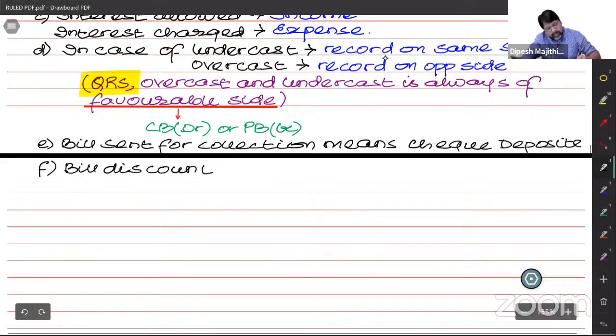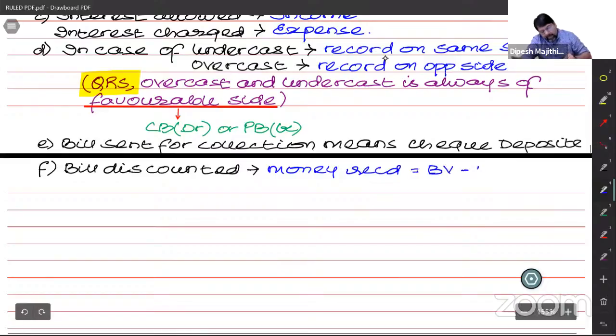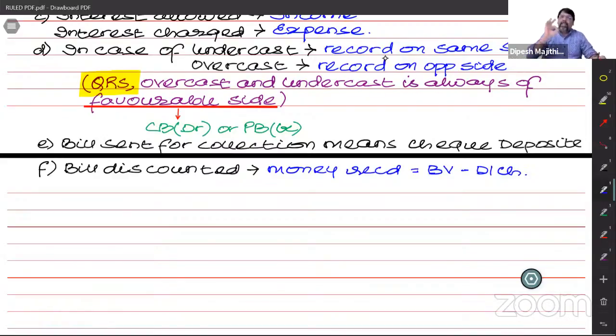Bills discounted. Money received is equal to bill value minus discounting charges. Correct? Money received is equal to bill value minus discounting charges, what we call proceeds.